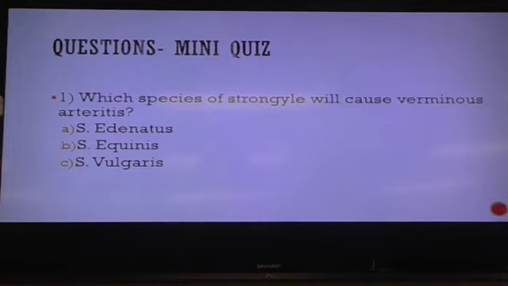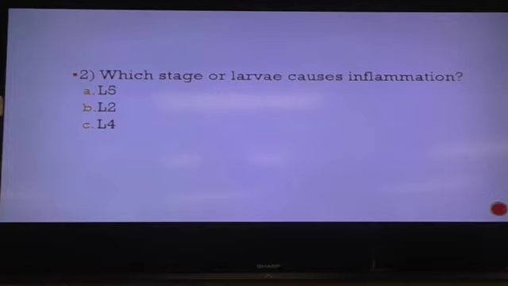Which species of Strongylus will cause verminous arteritis? A, B, or C? Let us know when you guys are ready. Cool. We can go to the next one. Which stage of larva causes inflammation? Sorry, which larval stage? Just rephrase it. Which larval stage? Everyone good?